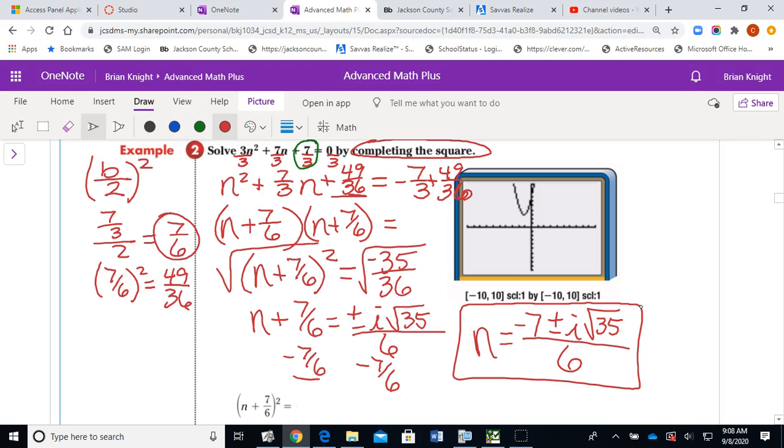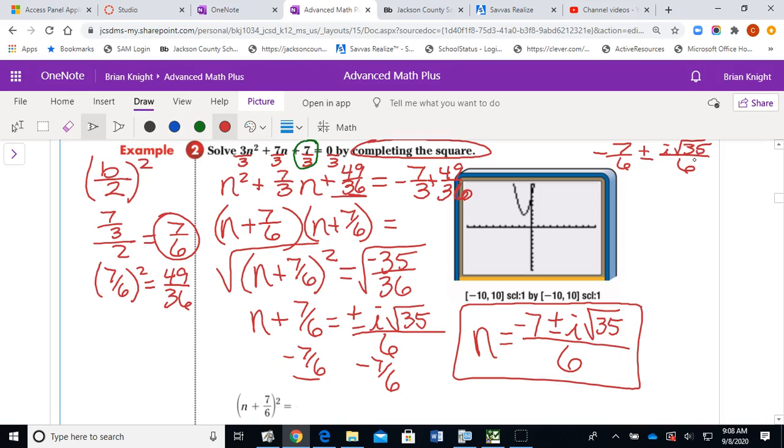Now, how can I write it all as one thing here? Because they have the same what? They have the same denominator. Okay? They have the same denominator, so I can write them as one fraction. Really, I would be writing it negative 7 over 6 plus or minus i square root of 35 over 6. But I can combine those because they have the same denominator.